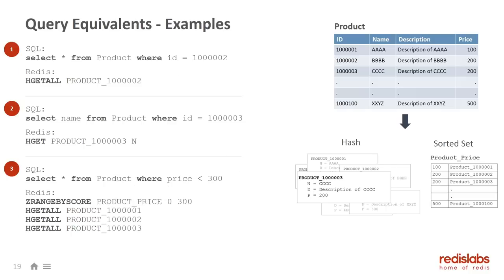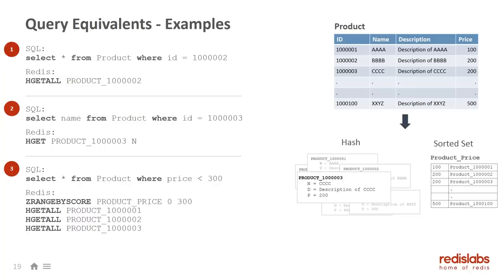These are some query equivalents. If you're already accessing data in MySQL, how do you do that with Redis? For example, if you're accessing a row in a table, in this case, select star from product where ID is 1,000,002, in Redis the command is HGETALL product_1000002. So this will directly get all the elements from the hash data structure. Each row in your table is stored in a hash data structure in Redis in this example.